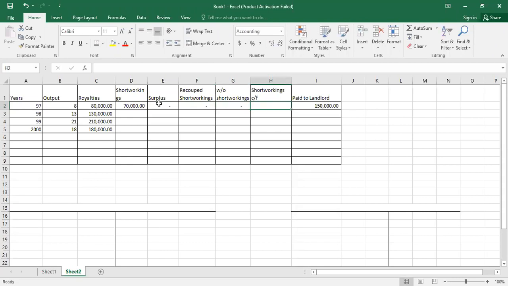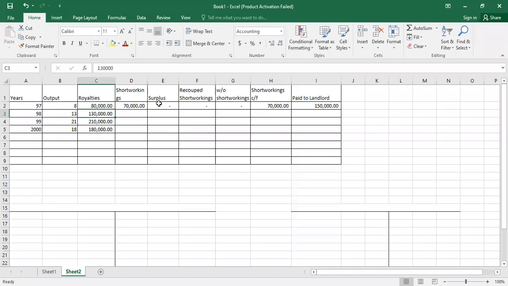So do you have any short workings that were carried forward? Guys, the short workings recouped is the lower of the minimum rent. So do you have a carry forward? You have a carry forward, isn't it? 70,000. Our contract is saying, if you look at the illustration, there is a stipulation that short workings could only be recouped in the first 3 years. So the 3 years are not yet over, right? So you have a carried forward.